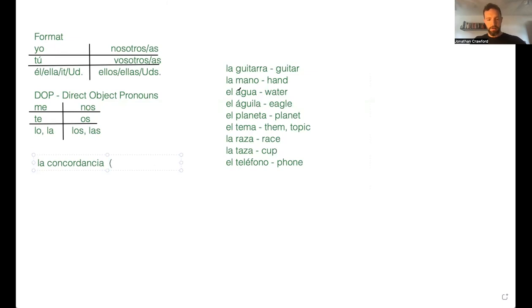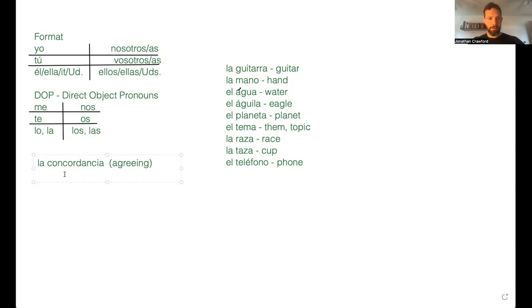It's called agreeance or agreeing. I'll just put agreeing because I don't know how to spell agreeance right now. I think I could probably figure it out, but sometimes I get surprised and it's not even a real word. I'm like, wait, did I make that up? So agreeing, okay. La concordancia.